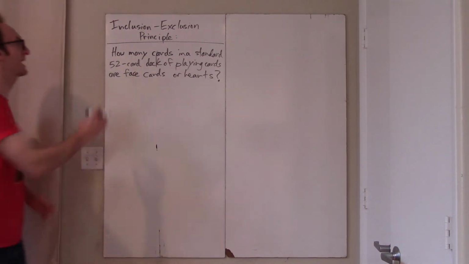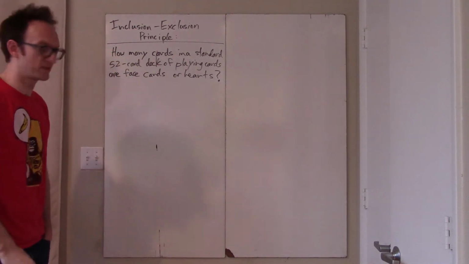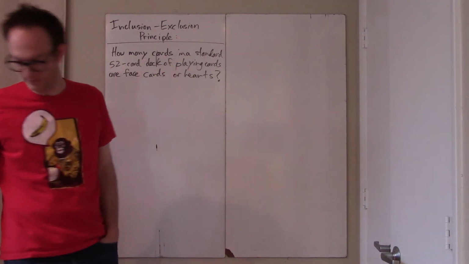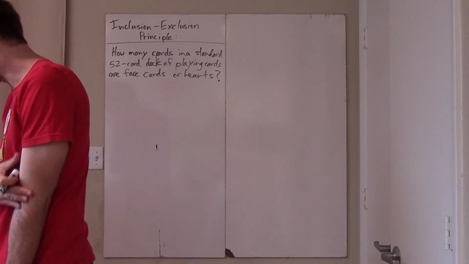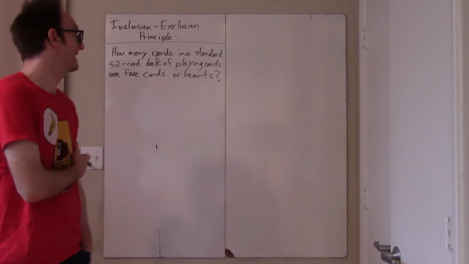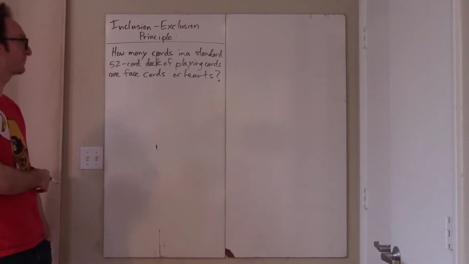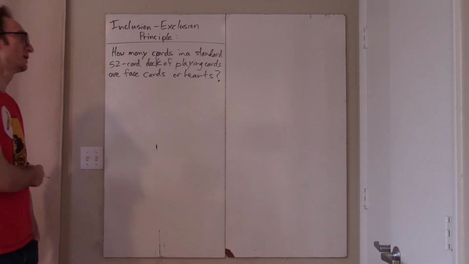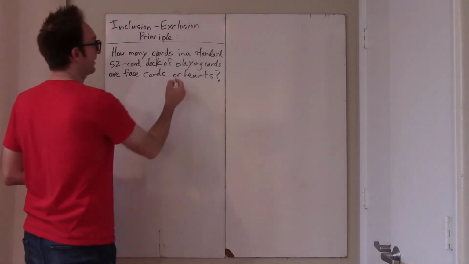You have a 52 card deck starting with 2, 3, 4 all the way up to 10, and then Jack, Queen, King, Ace, and then you have 4 suits: hearts, diamonds, spades, and clubs. And the question is, how many cards in a standard 52 card deck of playing cards are face cards or hearts? Okay, and I think it's this "or" which is making things kind of complicated.